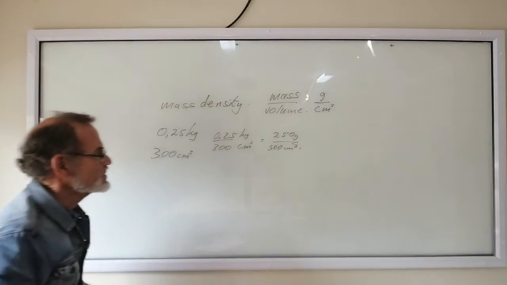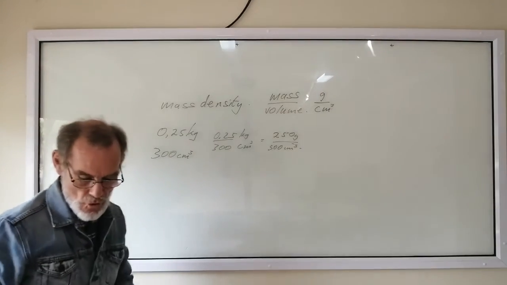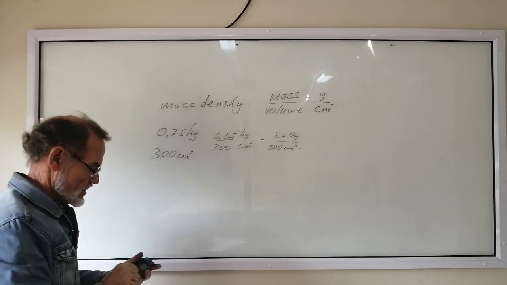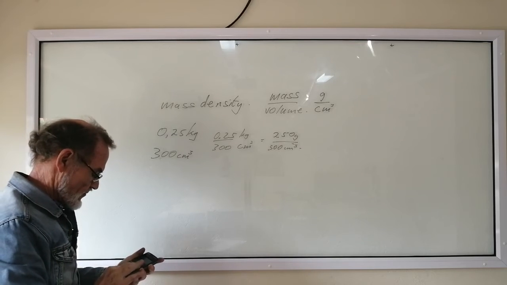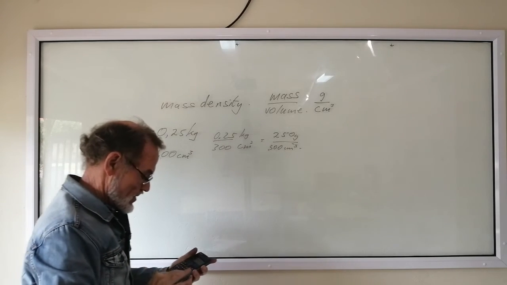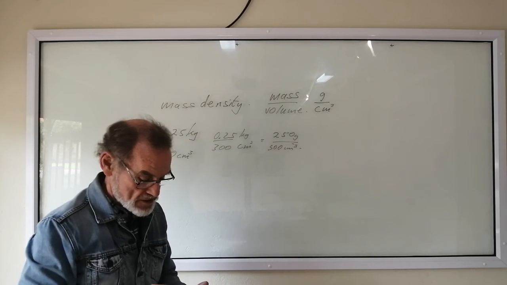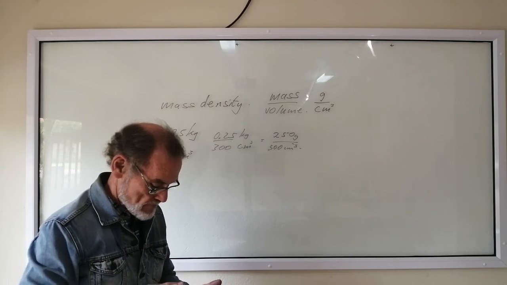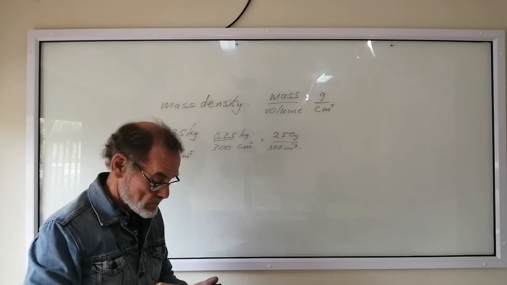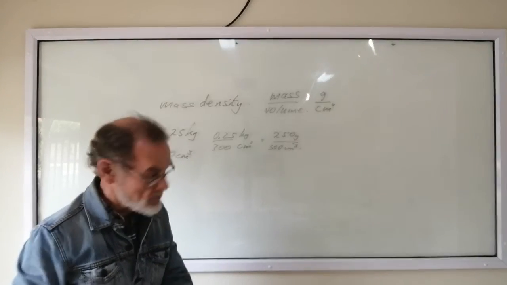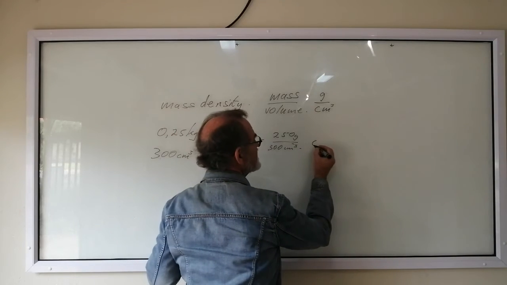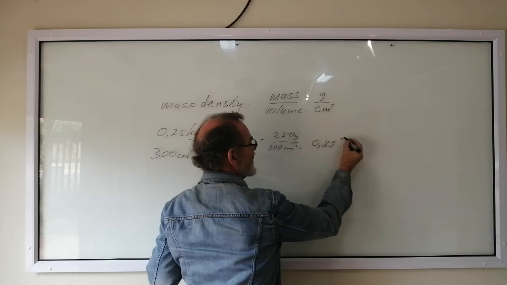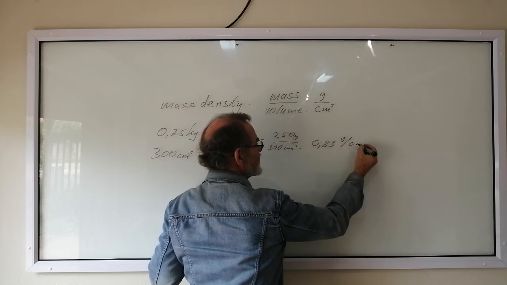You can work that out with your calculator. Let's work it out quickly. 250 divided by 300 is 0.83. And don't forget your units. Grams per cubic centimeter.